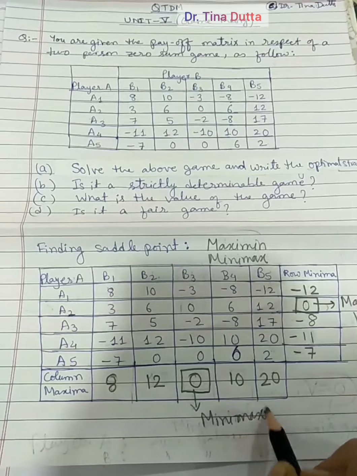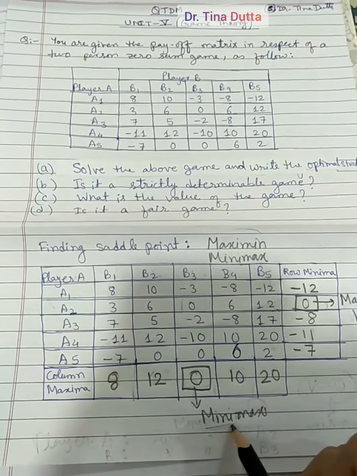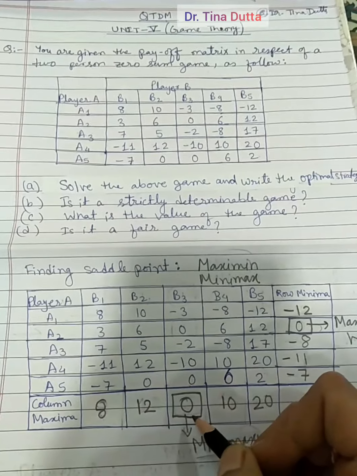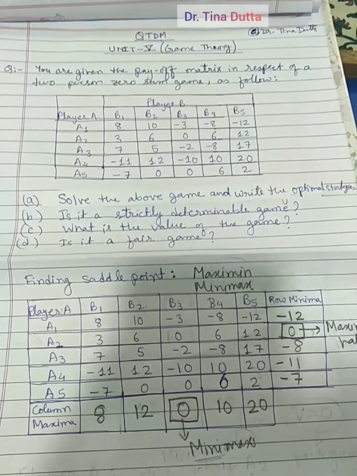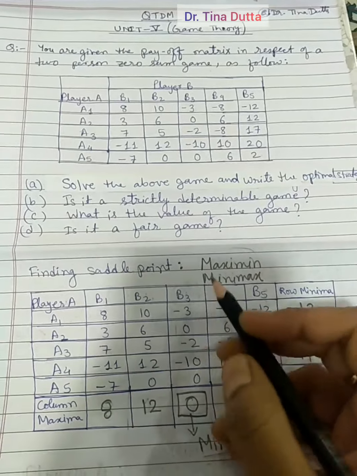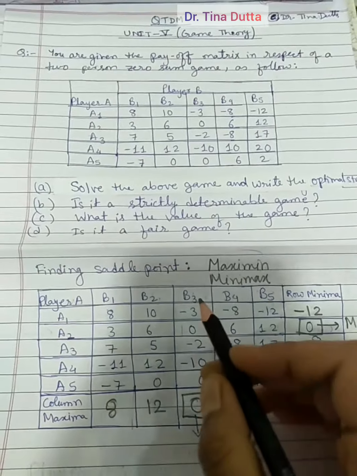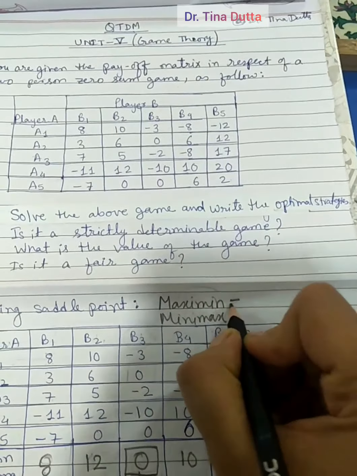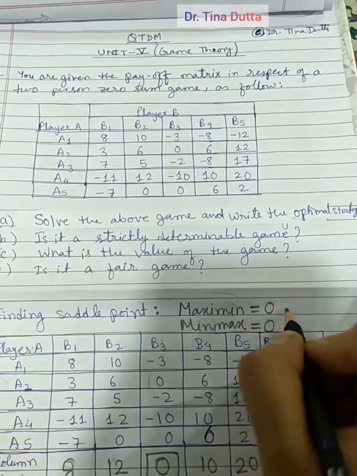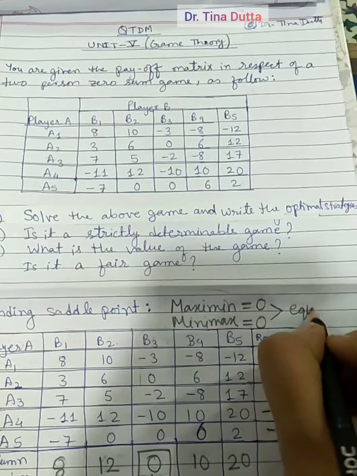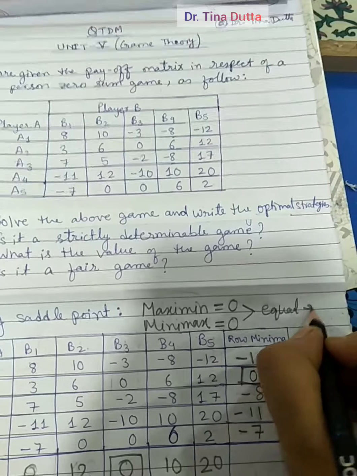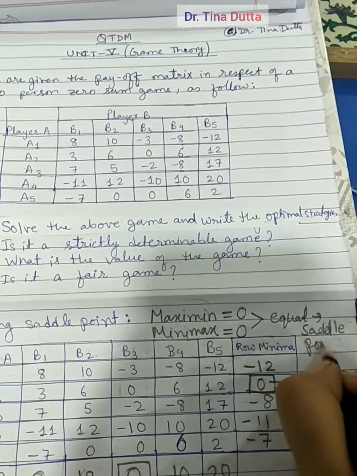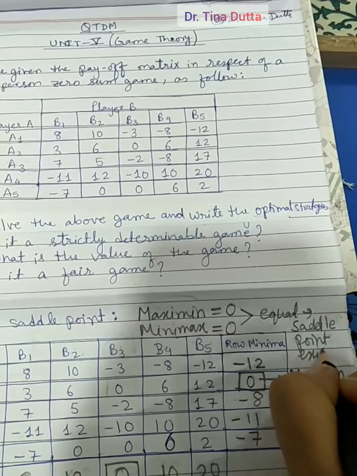So out of all the column maxima, we have calculated the minimum value. So this is the minimax value. This means this is the least possible loss to player B if he adopts this strategy. So you can see that here maximin value is 0 and minimax value is also 0, and both are equal, and this implies that here saddle point exists.